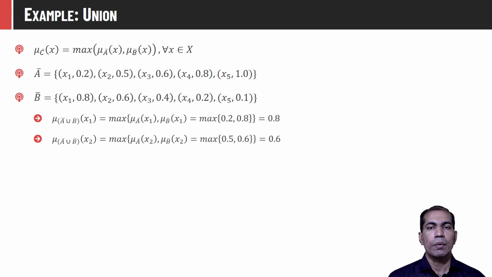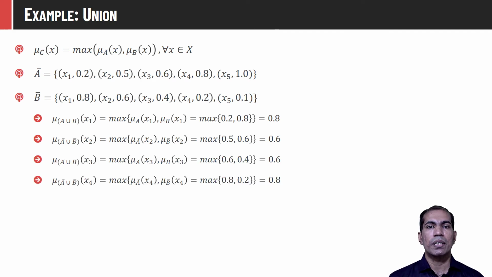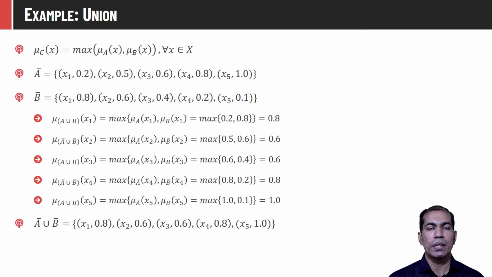In similar way, mu A bar union B bar of x2 will be the maximum membership value of x2 in set A bar and B bar, which is 0.5 and 0.6 respectively, and final output will be 0.6. In identical way, we can compute the membership value for element x3, x4 and x5 in union set, and final union set will be A bar union B bar is equal to x1 0.8, x2 0.6 and so on.